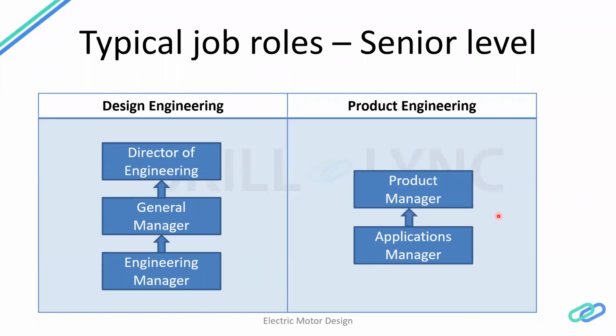Once you have applications manager, then you have a product manager who will work with director of engineering and general manager, so that whatever the executive level decisions that they're taking, he'll be part of that. He will contribute to that based on what customers want. So he's a medium between sales and customers, and then engineering.